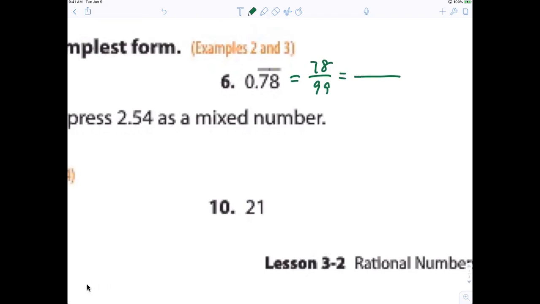So let's do that. 33. Now I need you to divide 78 by 3. 26. Good job, Sean. 26. Because if I divide that by 3, 3 goes into 7, 2 with 1 left over. And then 3 goes into 18 6 times. So it's 26 over 33.